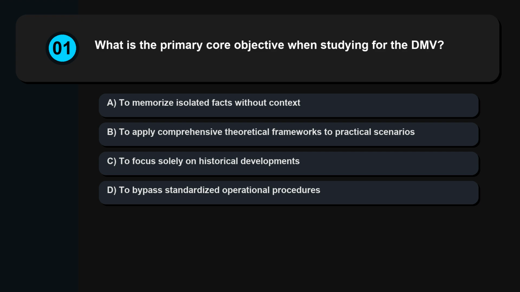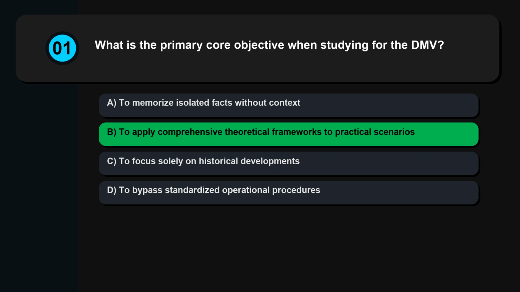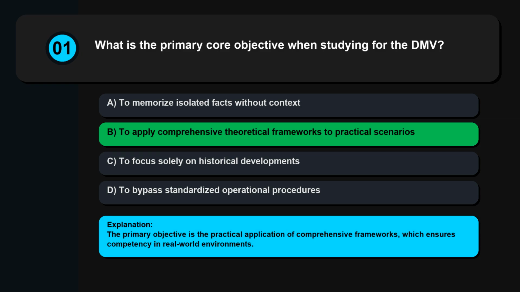Question 1. What is the primary core objective when studying for the DMV? To memorize isolated facts without context. To apply comprehensive theoretical frameworks to practical scenarios. To focus solely on historical developments. To bypass standardized operational procedures. The primary objective is the practical application of comprehensive frameworks, which ensures competency in real-world environments.